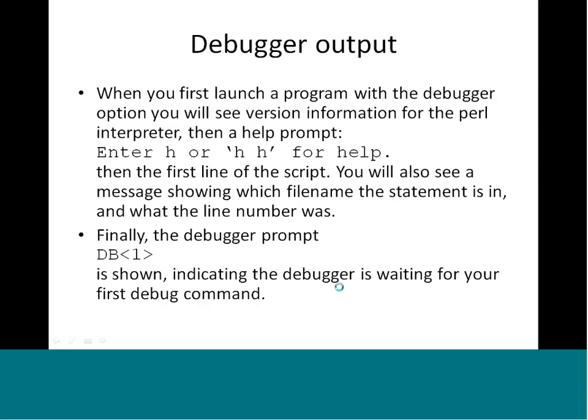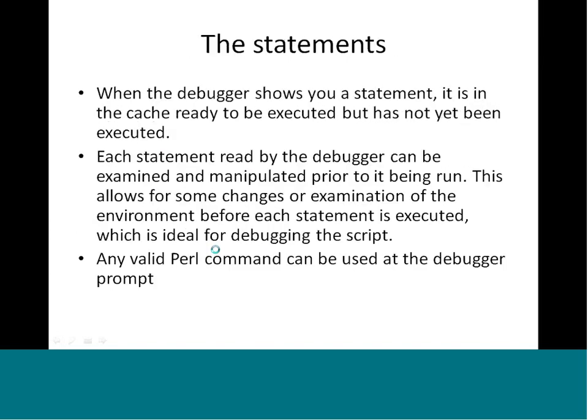When you launch a program with the debugger option, you will see the version information for the Perl interpreter, and then a help prompt: enter h or |hh for help. Then the first line of the script. You'll see a message showing which file name the statement is in and what the line number is. Finally, the debugger prompt DB will come up. At this point, it is waiting for your first debug command.